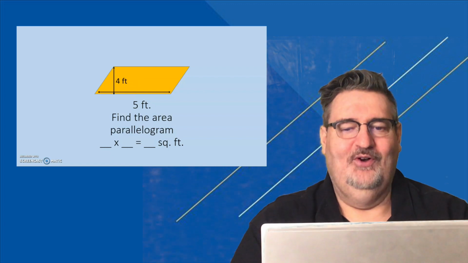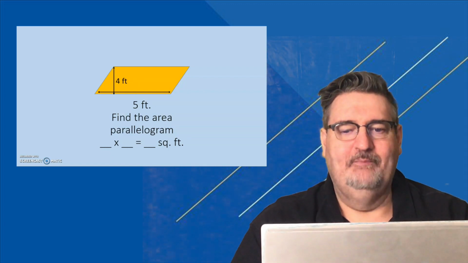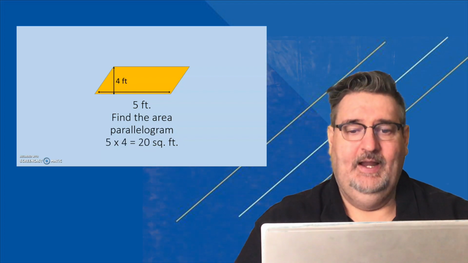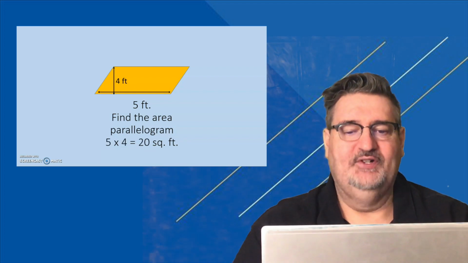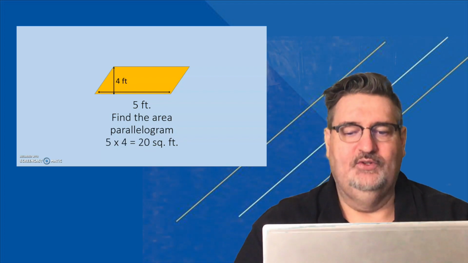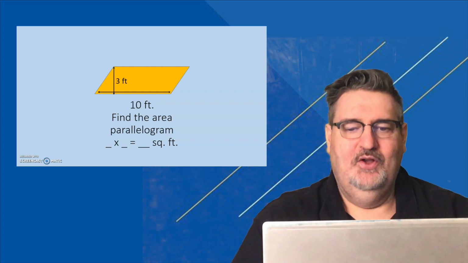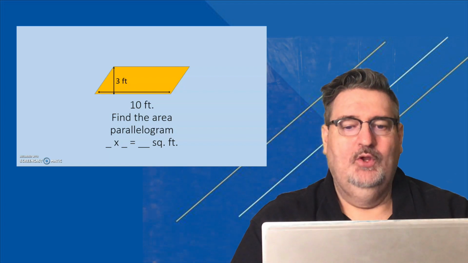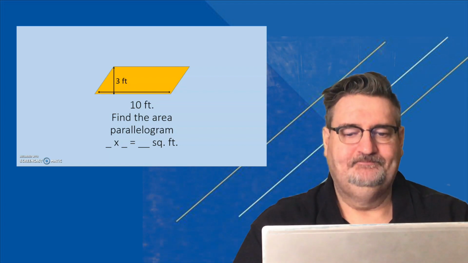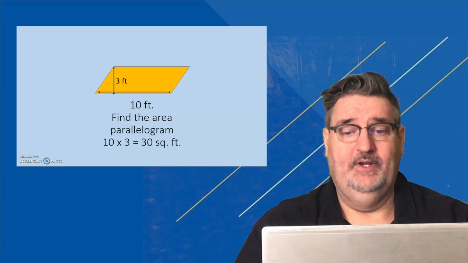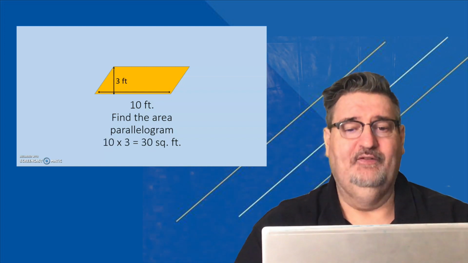On this first one, I have a base of 5 and a height of 4. If I plug those numbers in, 5 times 4 equals 20 square feet. On this next one, we have a base of 10 feet and a height of 3 feet, so we plug that in and say 10 times 3 is 30 square feet.